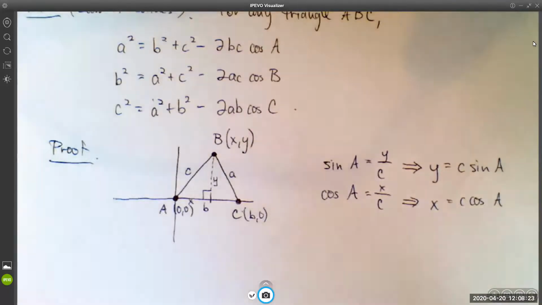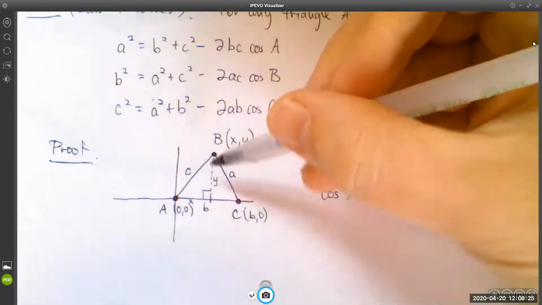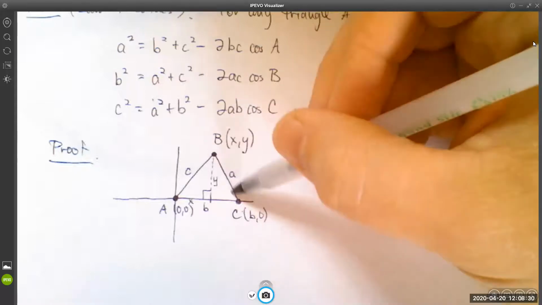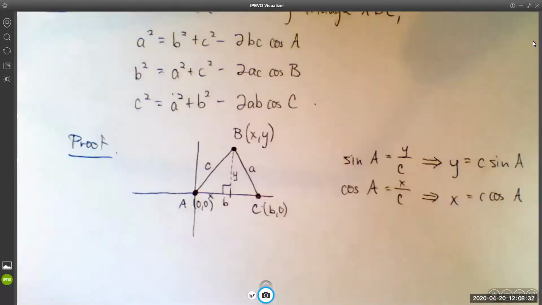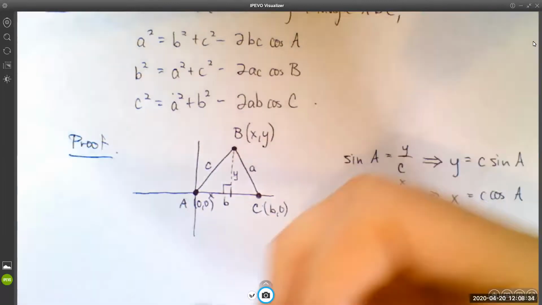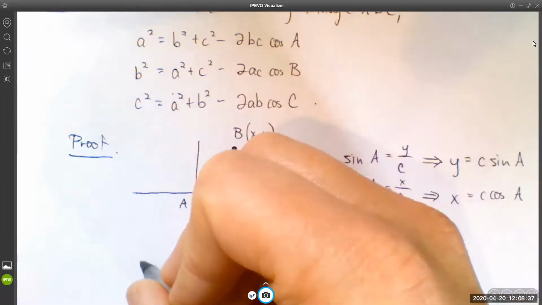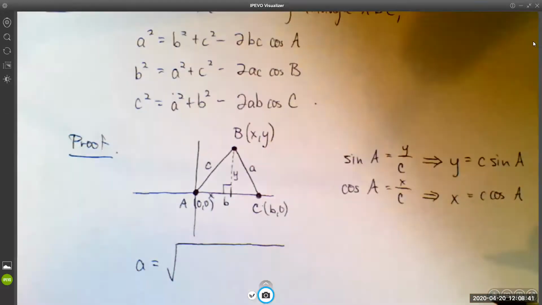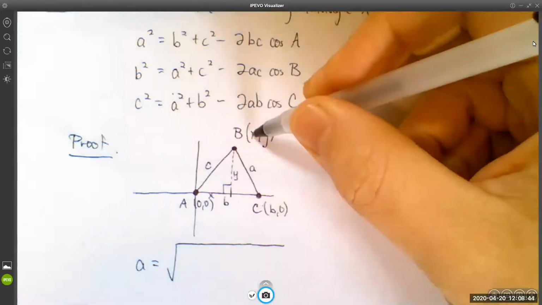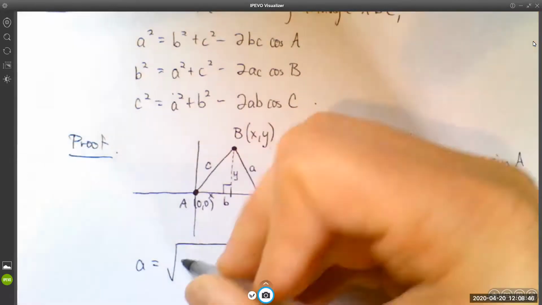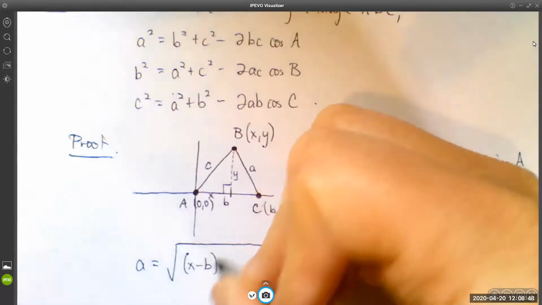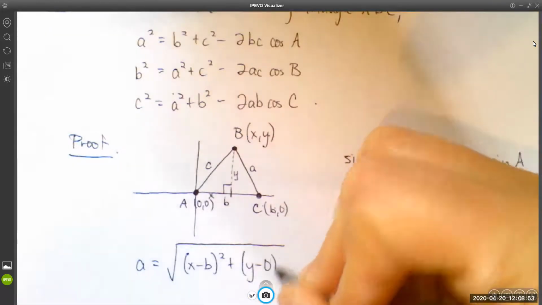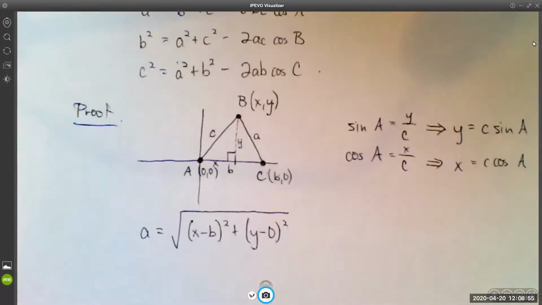Okay, so let's figure out what the distance is. Well, let's figure out the length of side A here, right, using Pythagorean theorem. Or distance formula, I guess. We'll say, so A, using the distance formula, A would be the square root of x minus b squared plus y minus 0 squared, okay? And again, that's just the distance formula.